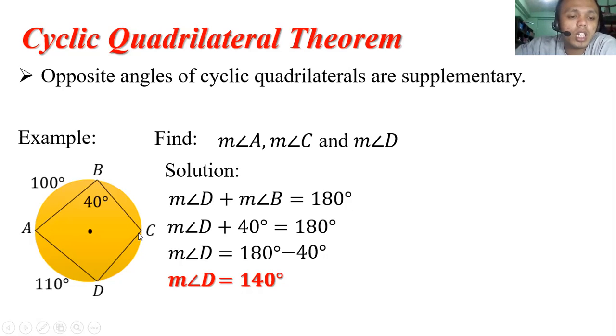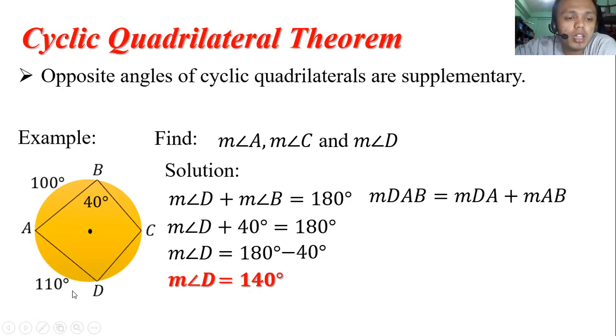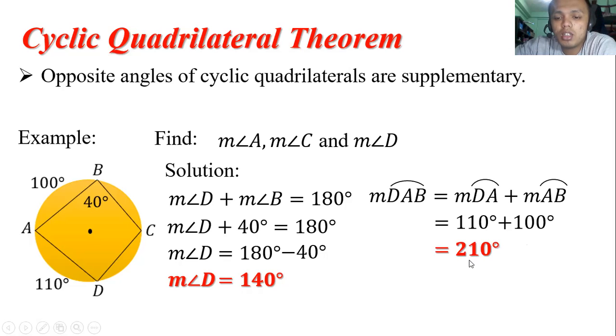Now, what is the intercepted arc of angle C? We have BAD. Yan ang magiging intercepted arc. And your DAB or BAD is composed of two arcs. We have AB and AD. Therefore, by applying the arc addition postulate, measure of arc DAB is equal to measure of arc DA plus measure of arc AB. Substitute your DA to 110 degrees, your AB naman to 100. 110 plus 100 would be equal to 210 degrees for your measure of arc DAB.